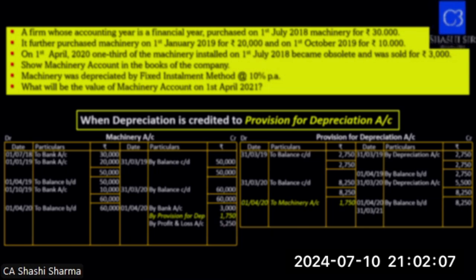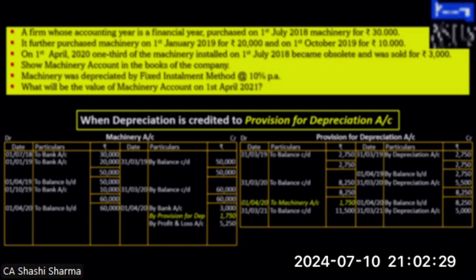And once again, on the unsold machinery, depreciation will be provided in the third year, which was 5000. So by depreciation 5000, and balance CD will be 11500. So this is the position. Actually, the value shown by these two accounts, when added together or subtracted, will be same as in the previous method.